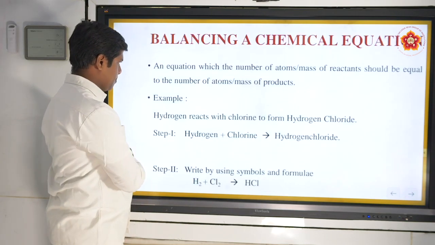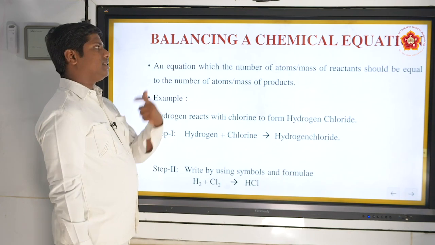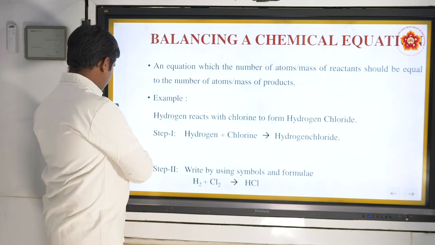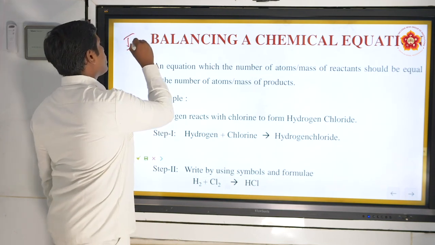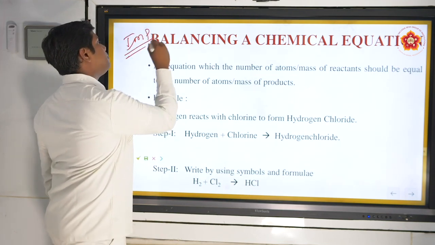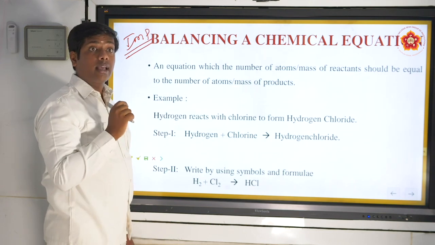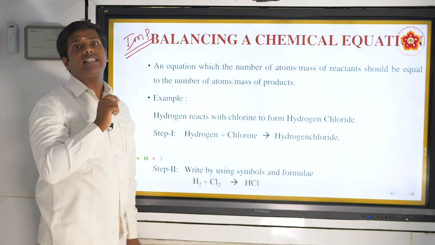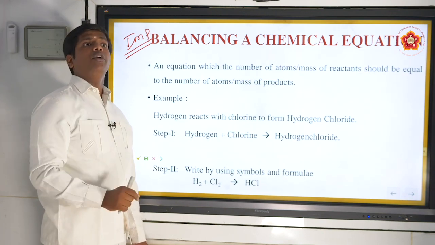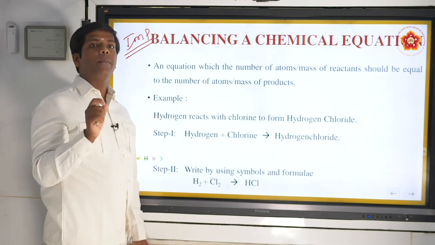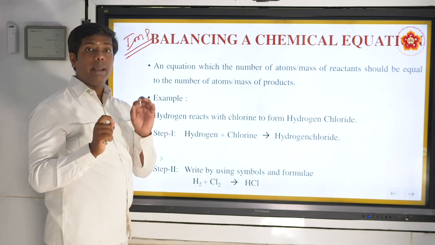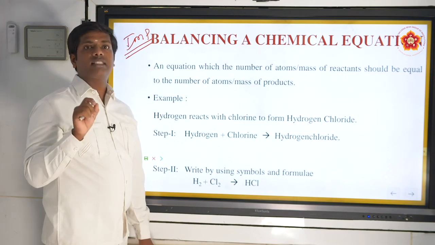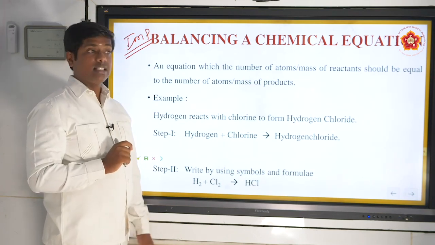Next, what is balancing a chemical equation? Children, this is an important concept. Please be attentive and watch this carefully, because this is the most basic concept where you have to know balancing a chemical equation. You will compulsorily get 1 to 2 marks in your public exam. This is the most important.